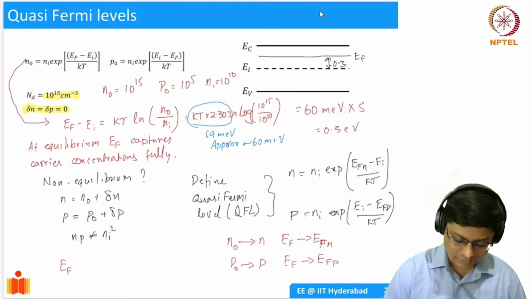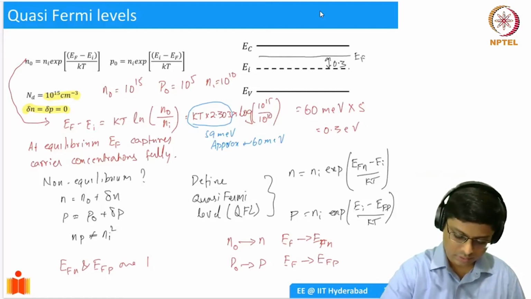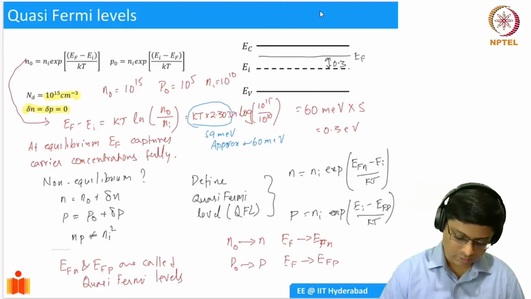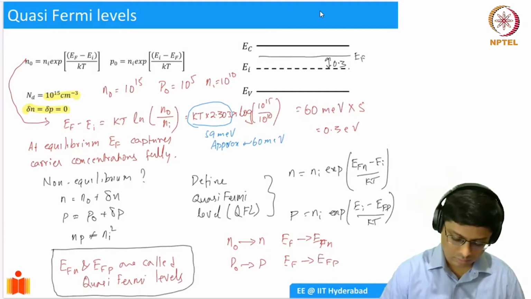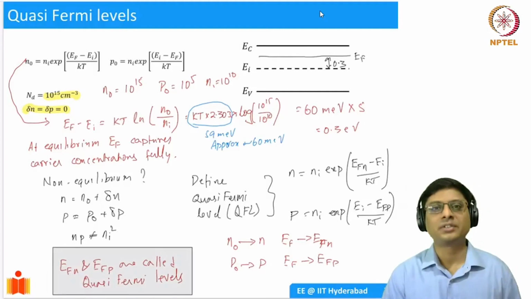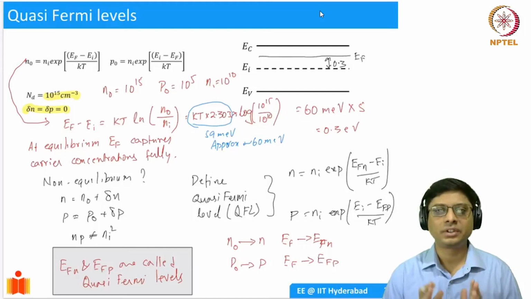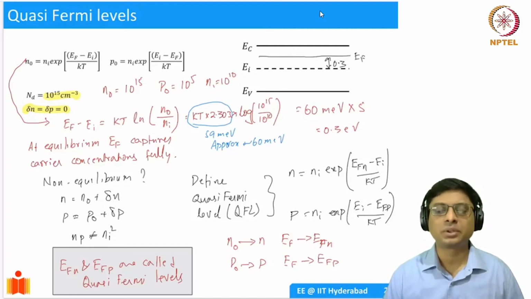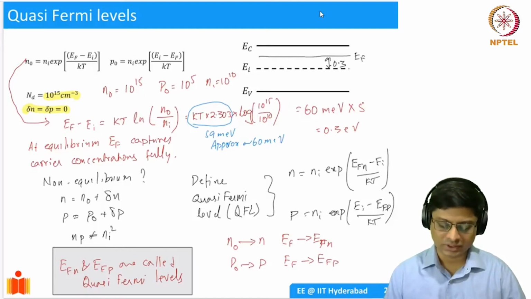So EFN and EFP are called quasi Fermi levels. This is different from the regular Fermi level. We saw that the regular Fermi level is useful when you have equilibrium situations. Whenever you have non-equilibrium situations, we use quasi Fermi levels, which essentially capture the total carrier densities. So this is how we define it.